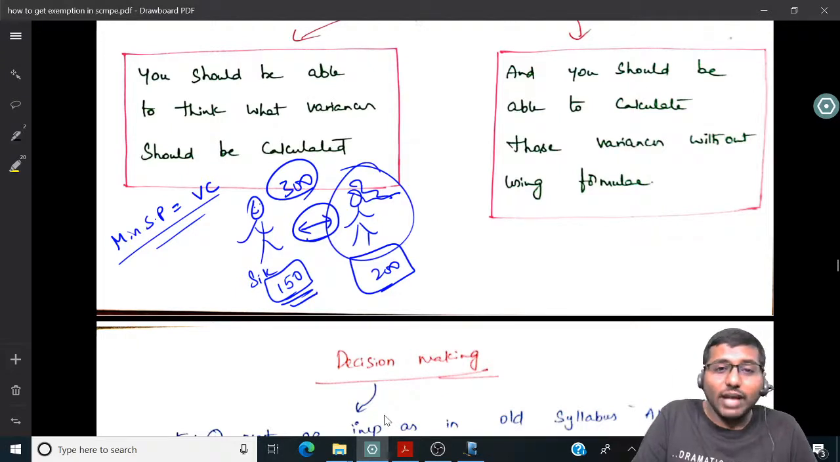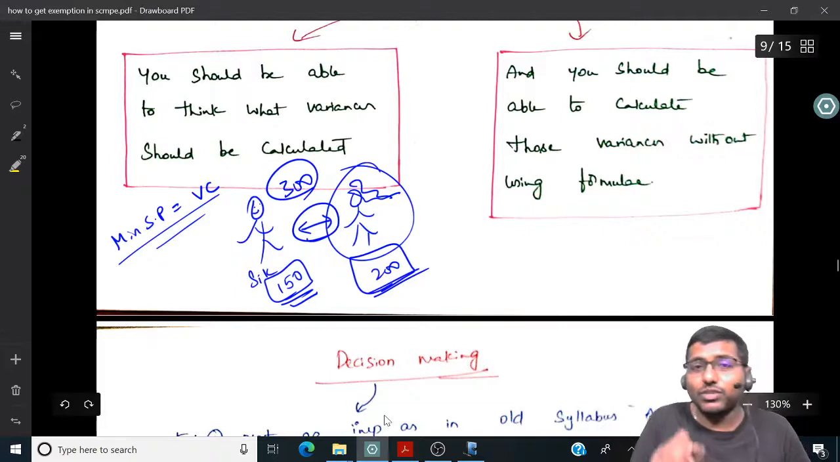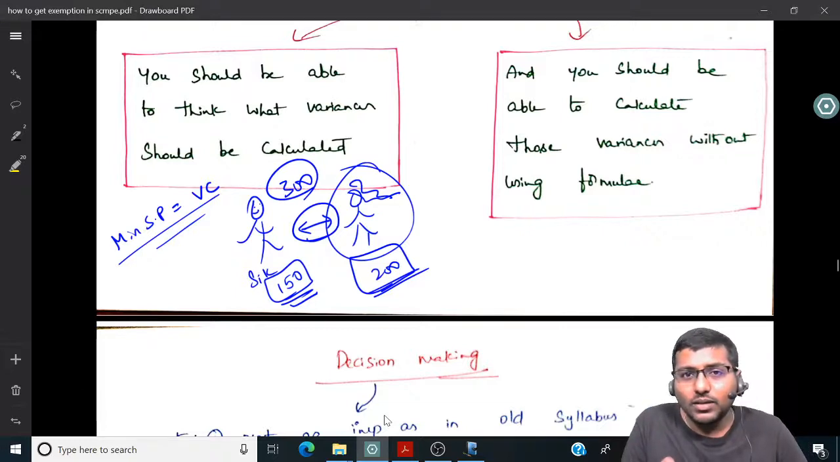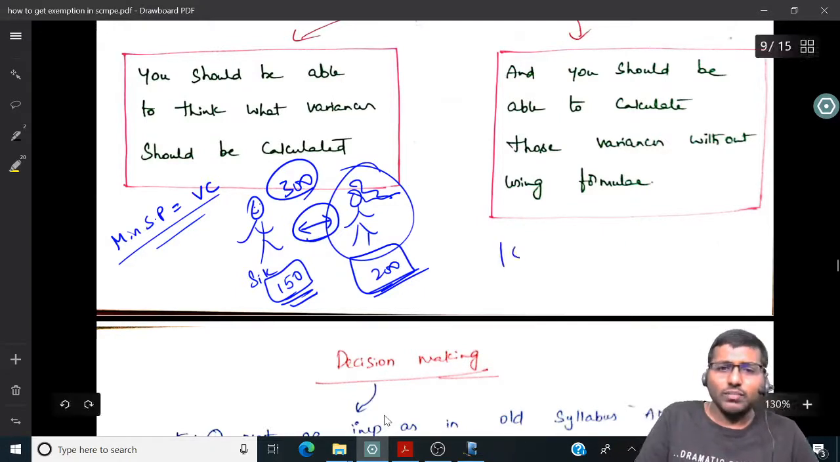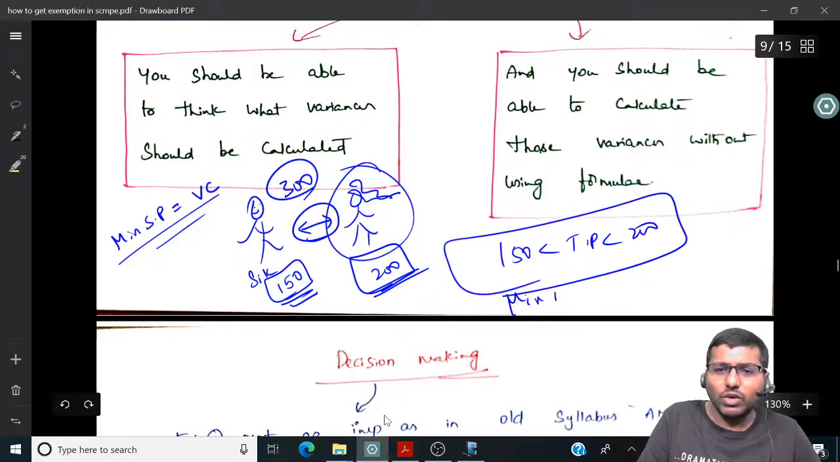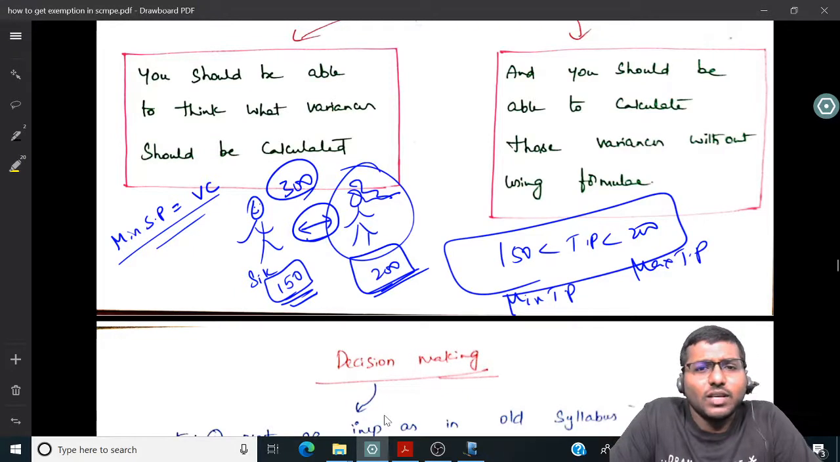At the same time, the maximum TP is nothing but the money that the receiving division possesses. The maximum transfer price is nothing but the money that the receiving division possesses. So to put it very simply, 150 is less than TP is less than 200 is your answer. So minimum TP is 150, maximum TP is 200. See how simple it is? Same logic applies.